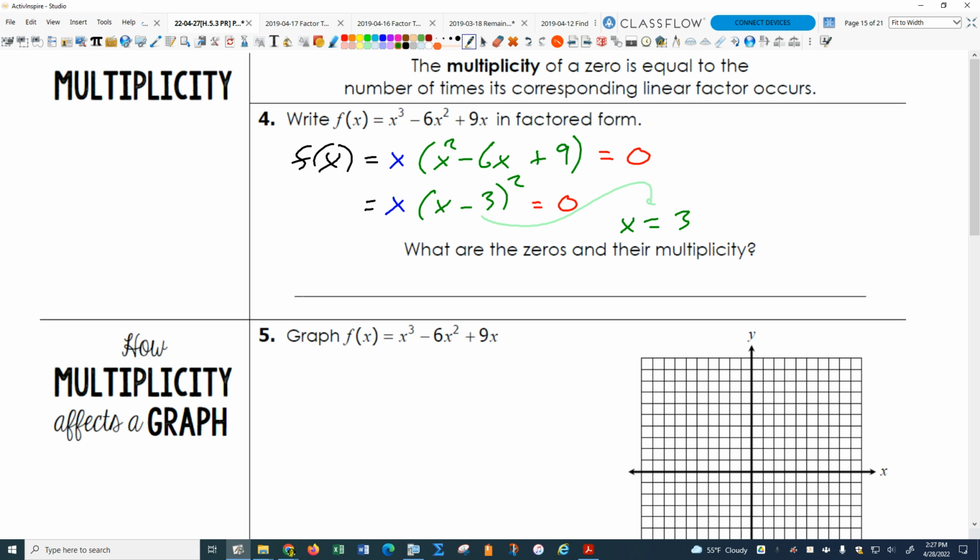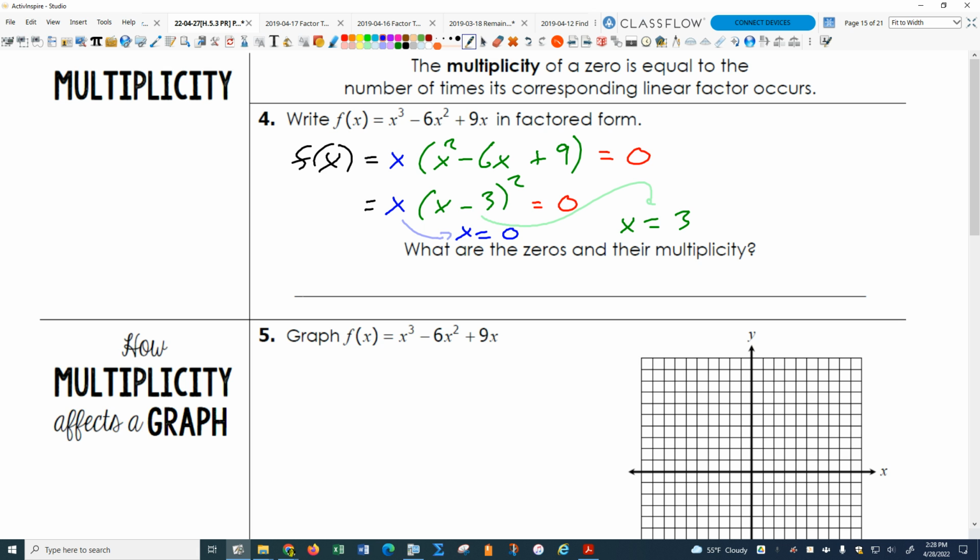Okay, what's the zero of the blue factor? What value of x makes that blue factor equal to 0? 0, right? Okay, so we also get x equals 0. Okay, those are my two zeros. x equals 0 and x equals 3. Okay, what are the multiplicities of those?